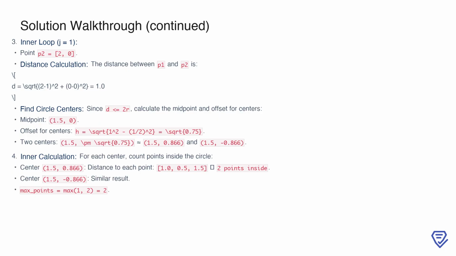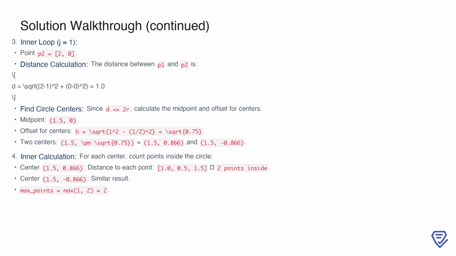Next, the inner loop begins with j equals 1, where we compare p1 equals 1, 0 to p2 equals 2, 0. The distance between these 2 points is calculated as 1.0, which is less than or equal to twice the radius, allowing us to find potential circle centers. The midpoint between these points is 1.5, 0, and the vertical offset for the centers is determined using the formula for the height of an isosceles triangle, resulting in 2 potential centers, 1.5, 0.866, and 1.5, minus 0.866.